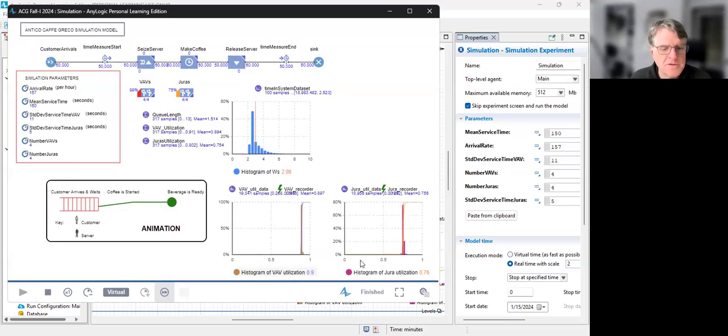3 minutes, and the utilization on this thing, the humans are 90% utilized, the jurors are 76% utilized. The reason why there's a difference here is because the model goes after a VAV before it goes after a juror. So the VAVs are going to be consumed most of the time. The only way they would be idle is if they've serviced all the orders and they're just waiting for the next order to come in. But the VAVs are sort of first up, so to speak, in the model.